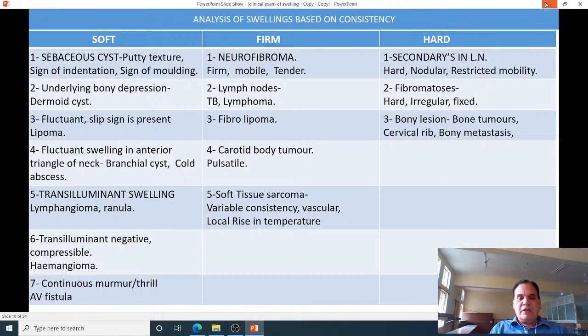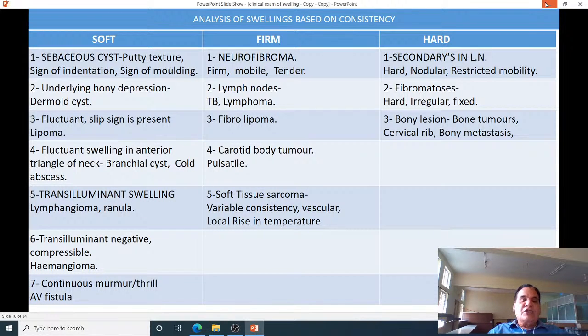So this is a graph. It is easy to remember. What is it? Analysis of swellings based on consistency, because we are always looking at consistency. There are three types of consistency: soft, firm and hard. If it is soft, always think of a sebaceous cyst. Then the diagnosis, dermoid cyst. Why dermoid? There is a bony depression. Why sebaceous? Indentation and sign of molding.